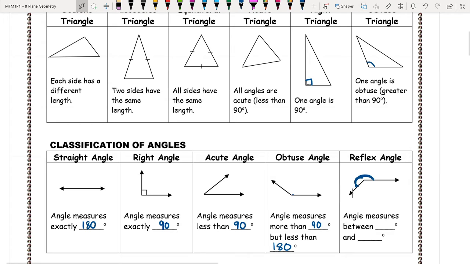So a reflex angle measures between 180. And can you guess where it stops? Well, it could go all the way around like this, but it's going to stop here. What would that be if we did a full circle? That's right. If we do a full circle, that's 360 degrees. So a reflex angle is going to be between 180 degrees and 360 degrees.